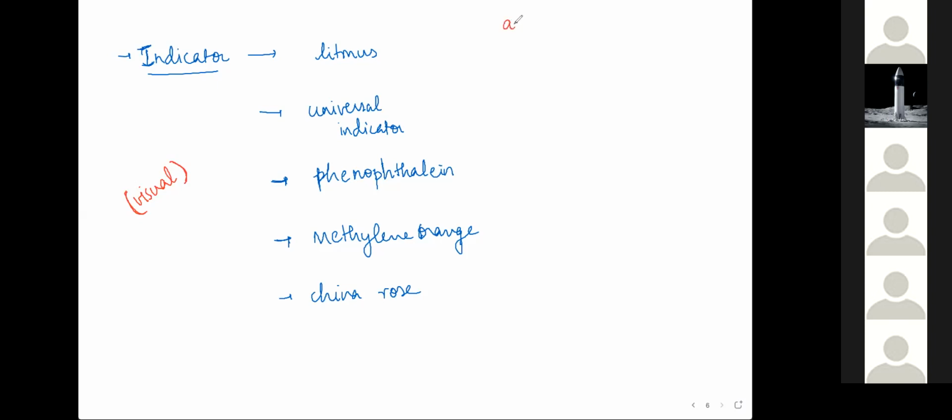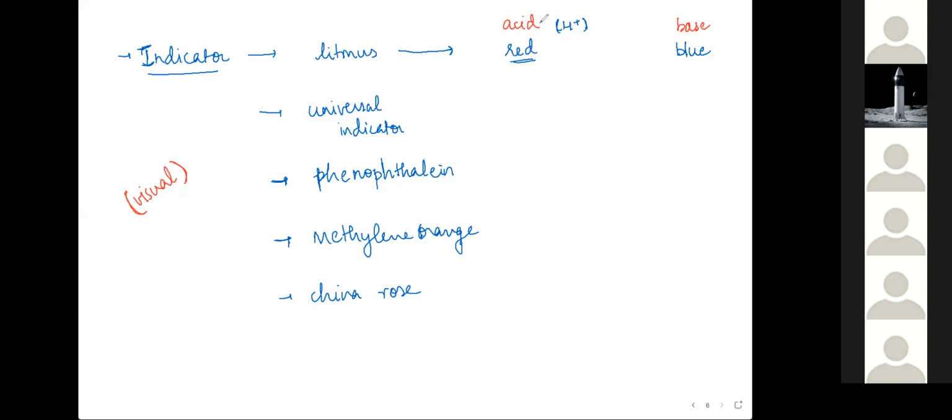So how does litmus change color when it is an acid versus when it's a base? Ma'am, blue litmus paper turns red in an acidic solution and red remains red, whereas in base, red changes to blue and blue remains blue. Correct. That's pretty accurate. So basically, litmus, when it's in an acidic solution, if the solution is rich in H plus ions, then the chemical composition of litmus changes such that it becomes red in color.